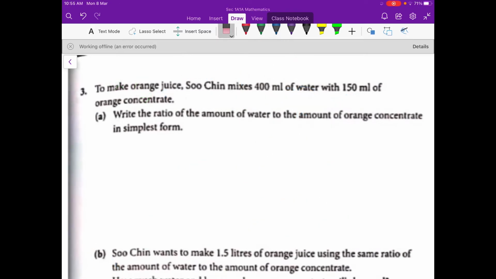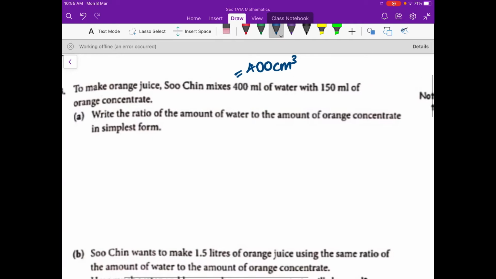Milliliters of water. So when you see these milliliters, I want you to right now write that it is equivalent to 400 cubic centimeters. Not that the question requires it, but I just want you to keep on revising. Keep on telling yourself that milliliters will be the same as cubic centimeters. They are the same thing. So this is the same as 150 cubic centimeters. Not that the question requires it, just want you to remember it only.